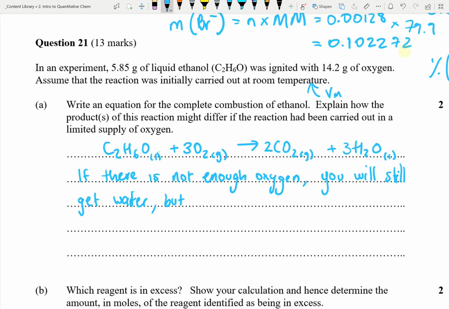But carbon monoxide and or solid carbon will be formed. And that's more of an identify level, so I probably should give one extra statement to give a reason why, because it is an explain level, although it is 2 marks, it probably could just get away with it.